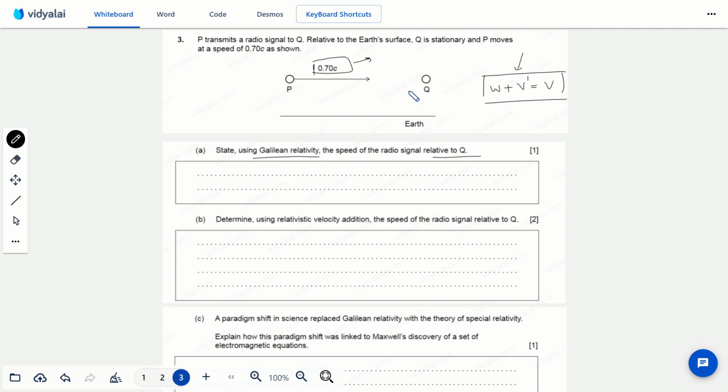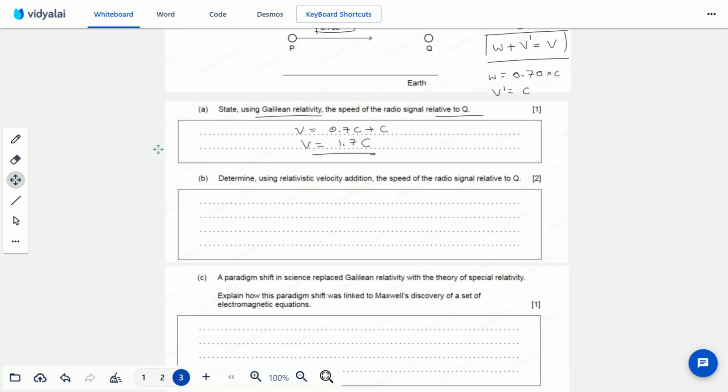So the velocity of P, which is W, is 0.70 times c, and V prime, which is the velocity of this radio signal as seen from P, is c. So V, which is the velocity of this signal according to Q, is equal to 0.7 times c plus c, just gives us 1.7 c. Okay, so using Galilean relativity, this is what it comes to be.